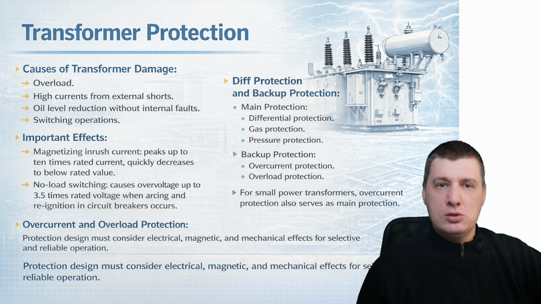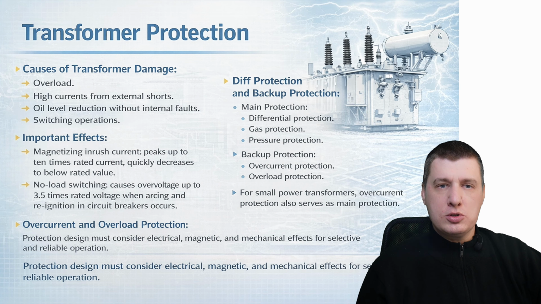Transformer protection must also consider changes in the current and voltage phase angles. Switching operations change magnetic conditions inside the transformers. As a result, current and voltage phases differ from normal operating values. These changes affect protection measurements. Measured current and voltage values differ from nominal conditions.